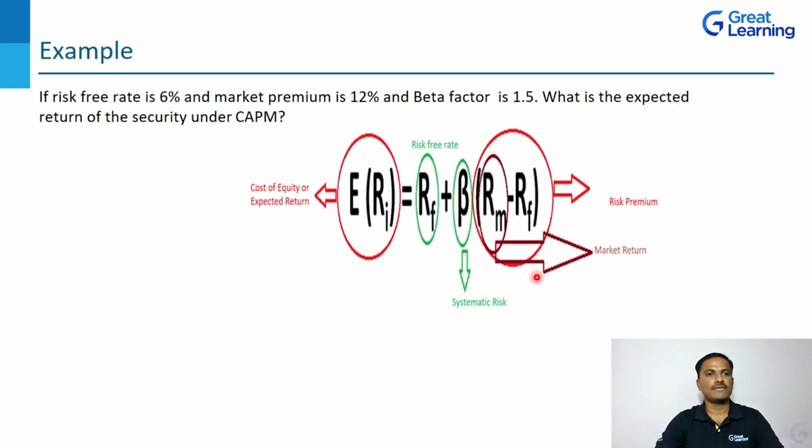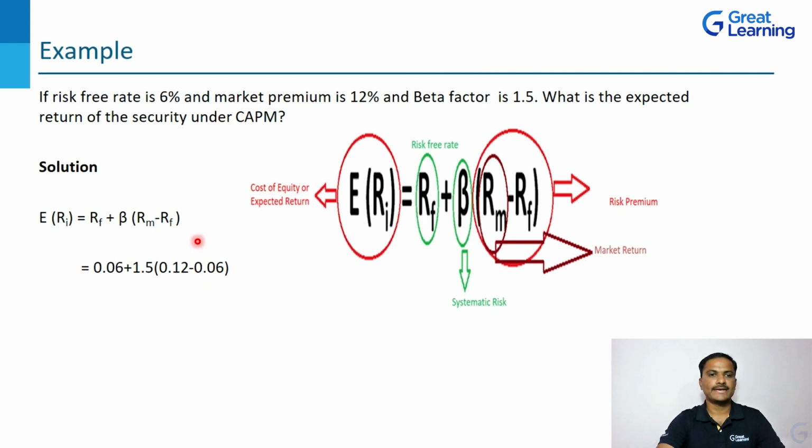Let's take an example. If the risk-free rate is 6%, market return is 12%, and beta factor is 1.5, what is the expected return of the security under the capital asset pricing model? How to calculate? Just plug the values into this formula. So expected return is equal to RF. What is RF? RF is the risk-free rate, that is 6%, plus beta factor. What is beta? 1.5. And this is market return, so RM minus RF. What is RM? Market return is 12%. 12% minus RF 0.06.